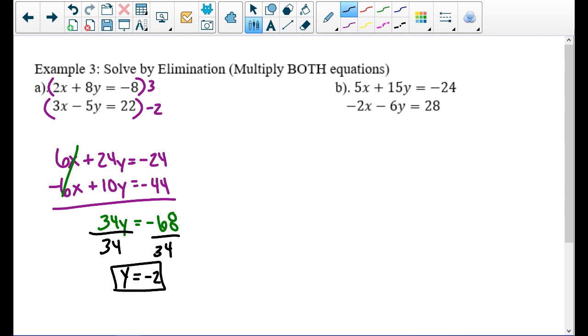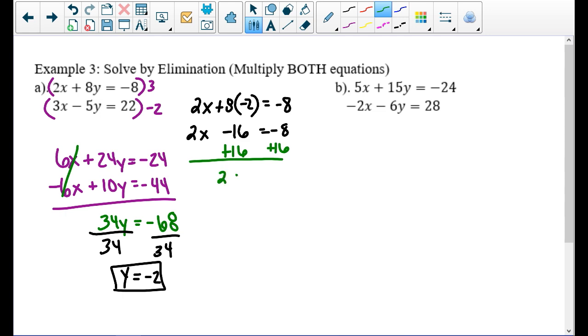So again, part way done. Now taking that negative 2, and again, you may want to plug it back into an original. Numbers are going to be a little smaller. I plugged it back into the top equation. Again, you can plug it in any one you want. So 2x plus 8 times negative 2 equals negative 8. So this is a negative 16. So we're going to add 16 to both sides. And then divide by 2. So (4, negative 2) is my solution.